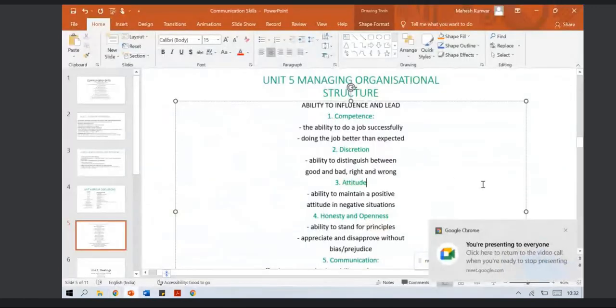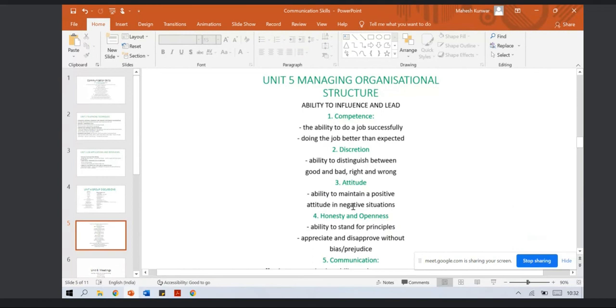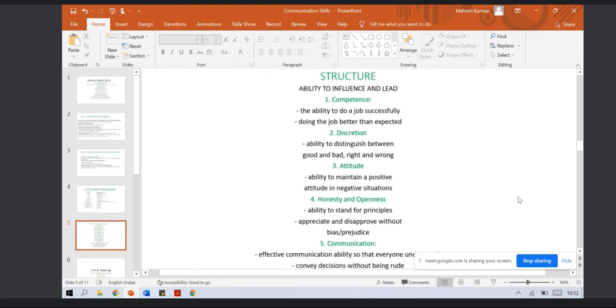Okay. Third one is attitude, your ability to maintain a positive attitude even in a negative situation. Your organization has a loss, but you still have to look for the positive aspect or the positive approach, what you can do in the future. That kind of ability a manager should have.